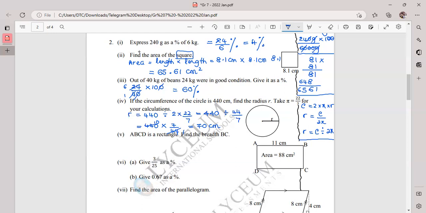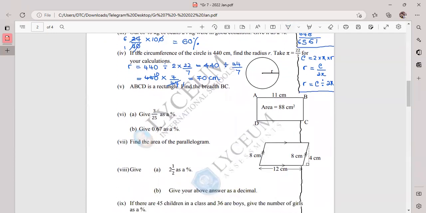440, it is the circumference, and you want to divide it by 2 pi. The pi value they have given is 22 over 7. Then 2 times 22, it is 44. 44 over 7 you have. But when you convert the division sign into multiplication, 44 over 7 will take its reciprocal. That becomes 7 over 44. 440 when you divide by 44, that becomes 10, right? 10 you multiply by 7, it gives you 70, right? Then we'll move to the next question.